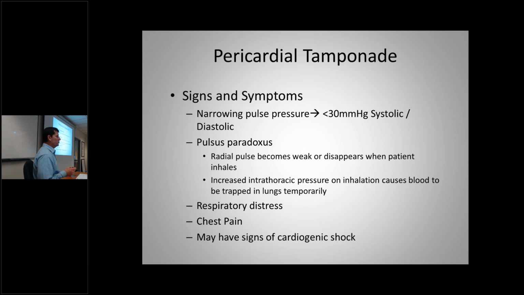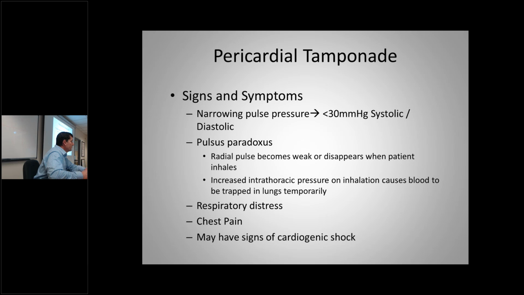They're going to be in respiratory distress. Why? They're not pumping blood, right? It's narrowing out. They're getting less and less in, and they're not getting out. They'll have chest pain because that heart is being irritated and held. And then they're going to start to show signs of cardiogenic shock. What's cardiogenic shock going to present with?